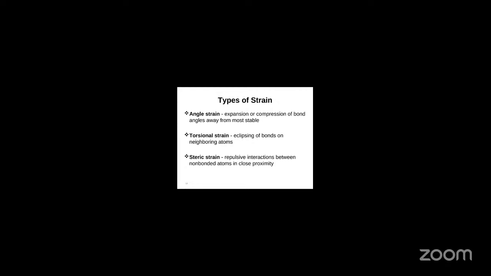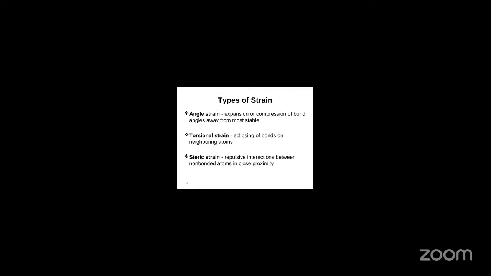Steric strain is caused by repulsive interaction between non-bonding atoms that are close together. Like when there is a presence of a bulky group, there is steric strain. That steric strain is going to cause repulsion. When there's a reaction, the reaction cannot occur because of the presence of that bulky group on the compound.